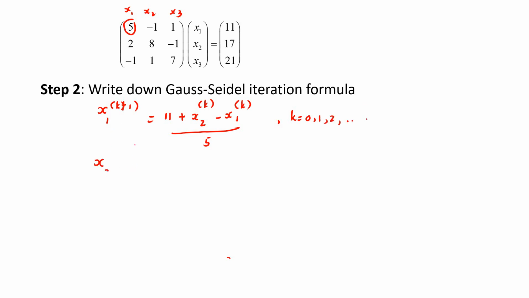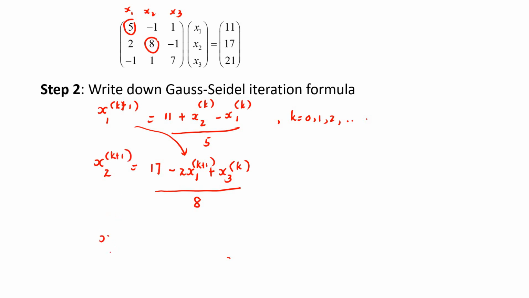And then go to calculate x2. Here x2, so 17. Positive 2 brought to the other side, so minus 2 x1. Negative 1 x3 brought to the other side becomes plus x3. And divide by the coefficient of x2, which is 8. So for x3 we have only the old one. For x1, we have the latest one, so x1 at k plus 1. Take the latest x1 value, so you can get the latest x2 value.